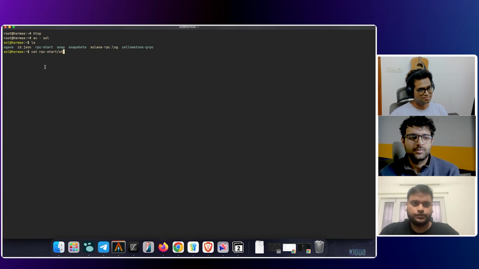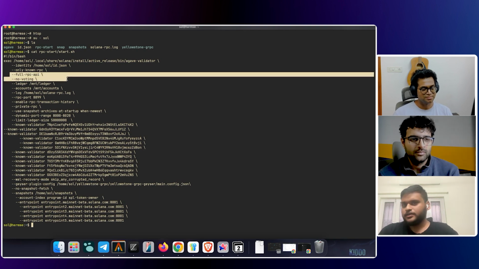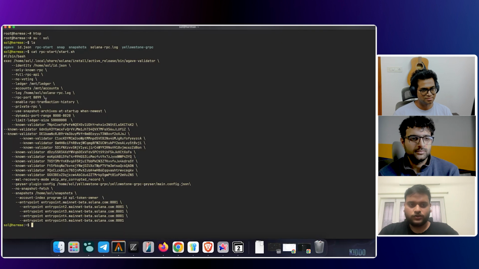I have a startup script. Just a few differences here: I have a non-voting flag, I have the full RPC API marked, and I have transaction history enabled. Validators cut logs and all, so for that I have history enabled so I can search stuff.